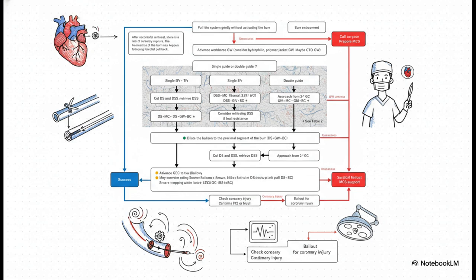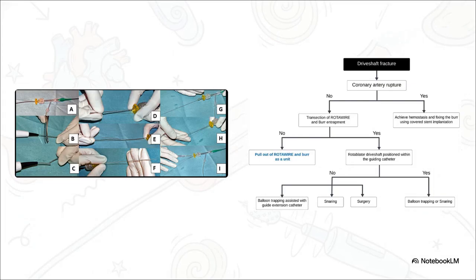Either way, the goal is the same: inflate a balloon just proximal to the burr to create some space for retrieval. If you get it out, you then assess for injury. If you can't, at any stage, the patient goes to surgical bailout. On the left here, you can see that technique for cutting and retrieving the drive shaft sheath, which, as we just discussed, is essential for bailout in smaller guide systems.